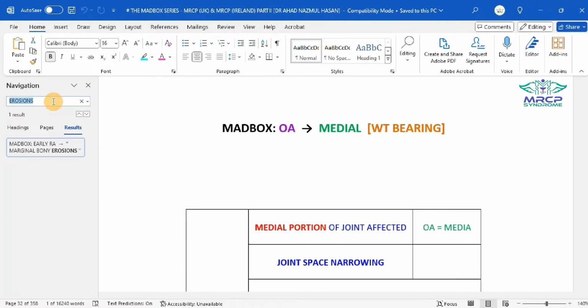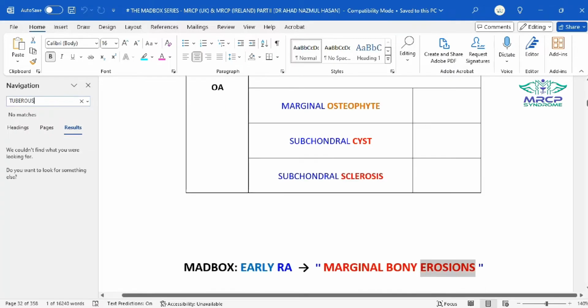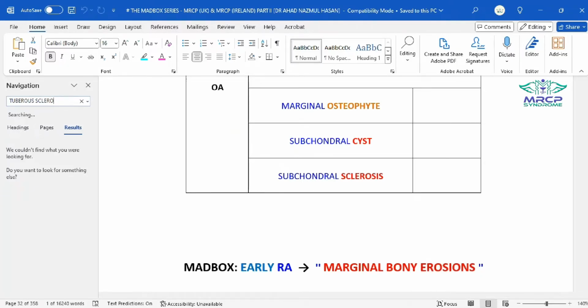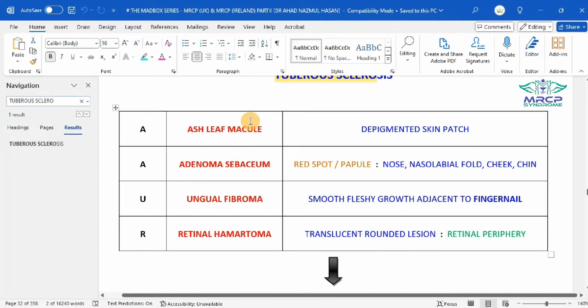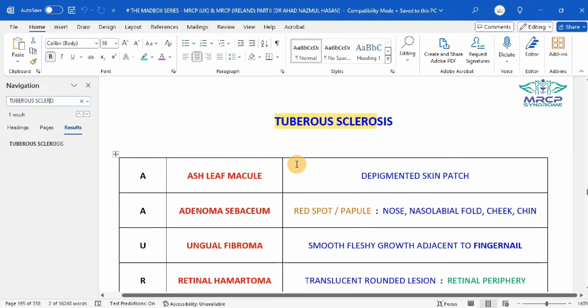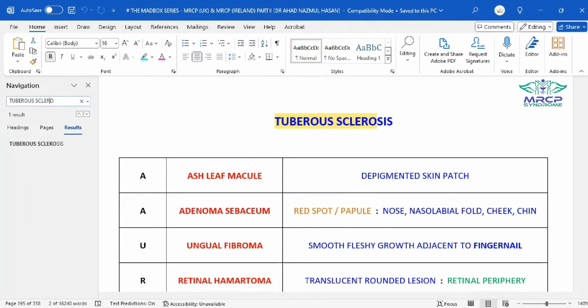And there are also other important features. What are the 4 cardinal features of tuberous sclerosis? One is the ash-leaf macule, another one is the adenoma sebaceum, ungual fibroma, and the renal hamartoma. So these 4 are the cardinal features of tuberous sclerosis.